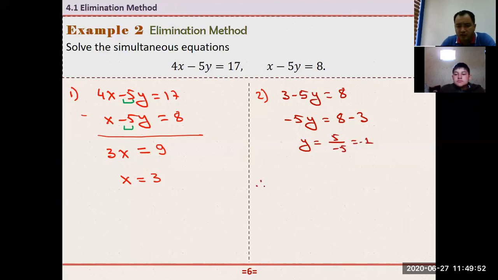Now, you have to write your answer like this. (x, y), the solution of the system. What is x? It is 3. What is y? Negative 1. Okay?